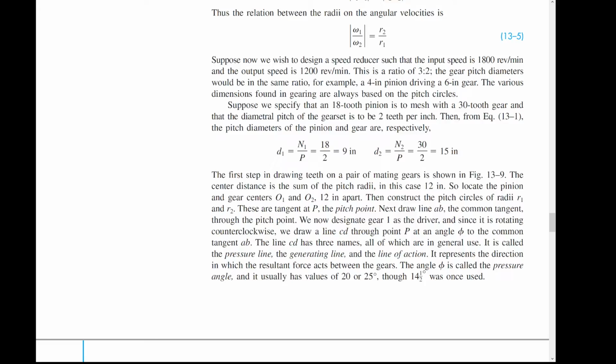The first step in drawing teeth on a pair of mating gears is shown in figure 13.9. The center distance is the sum of the pitch radii, in this case 12 inches. So locate the pinion and gear centers O1 and O2, 12 inches apart.